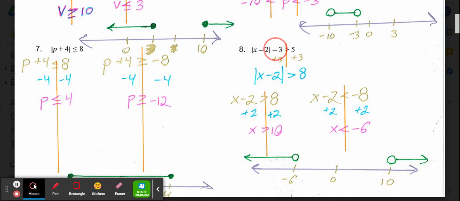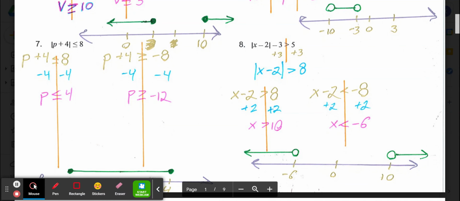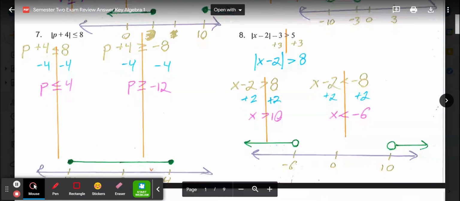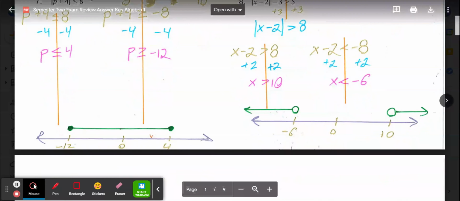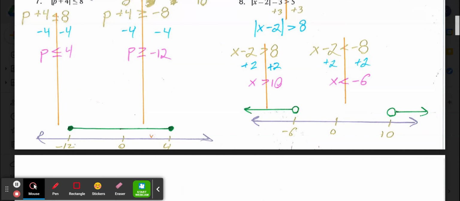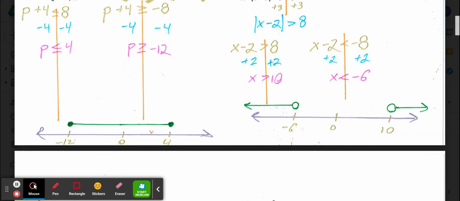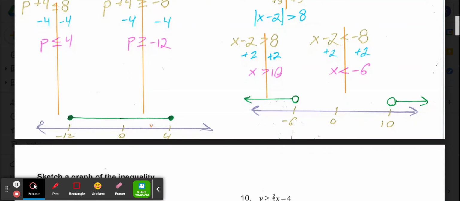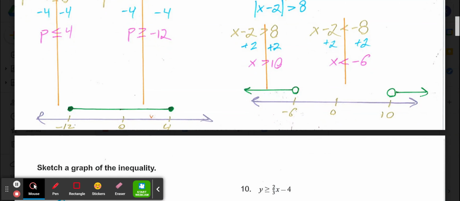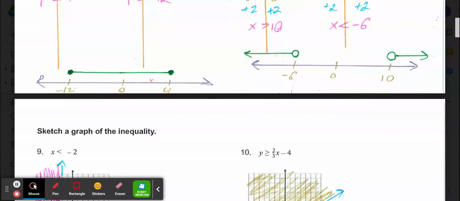Same here. First, we need to add 3 on each side to get the absolute value x minus 2 is greater than 8. So then x minus 2 is greater than 8. X minus 2 is less than negative 8. Solve both and you would graph them, which you can see here. So just be careful with the absolute values that you get them alone first, and then set it up for both the positive and negative.